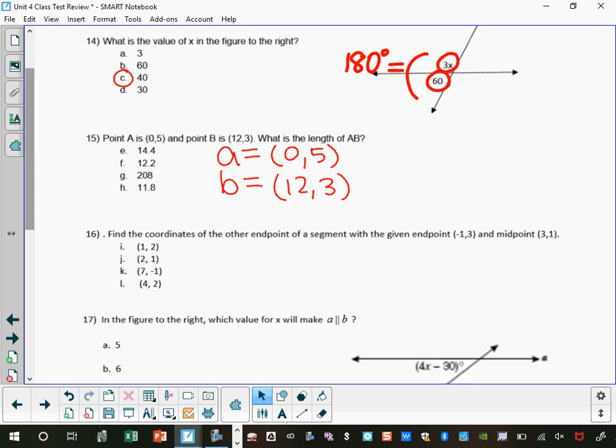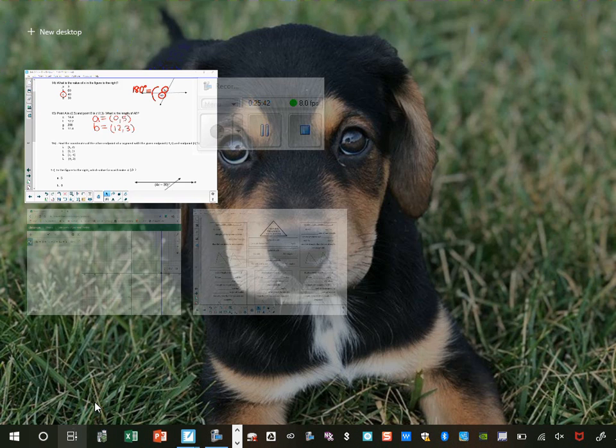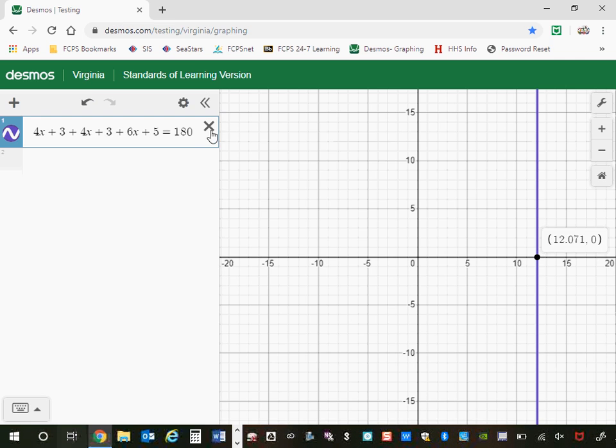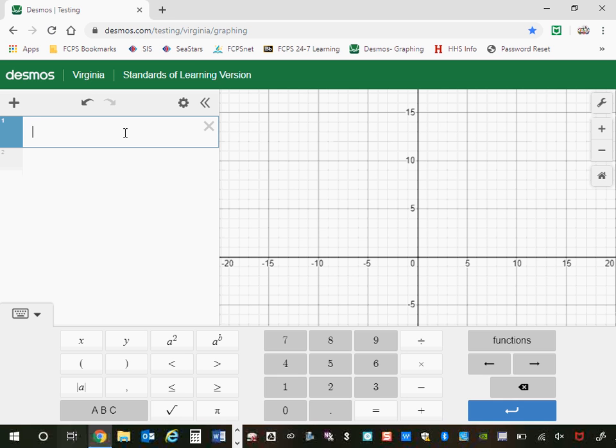Isn't it like one thing, like one way? So the official formula is the square root of x2 minus x1 squared plus y2 minus y1 squared. But like I said, that's hard for you guys to remember because we don't use it that often. I think if you guys do Desmos, it is like a lifesaver. So let's type this in.